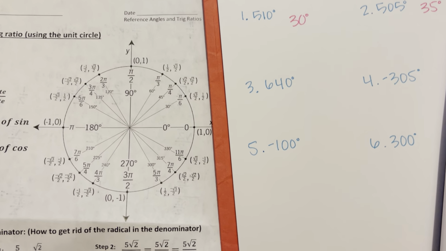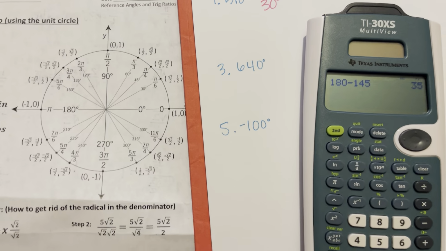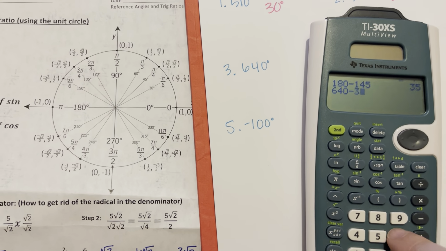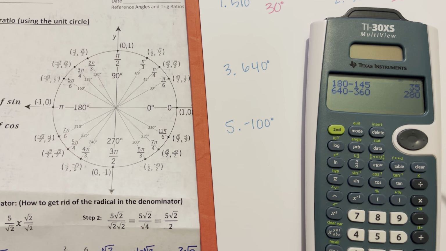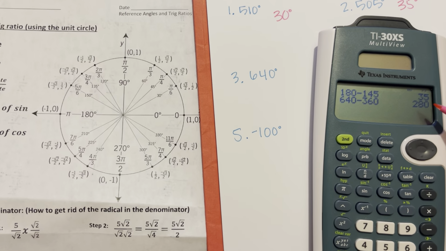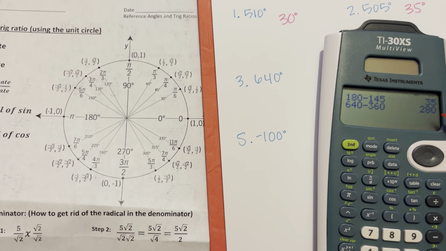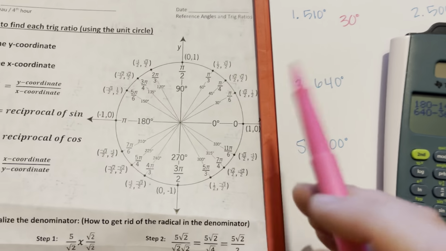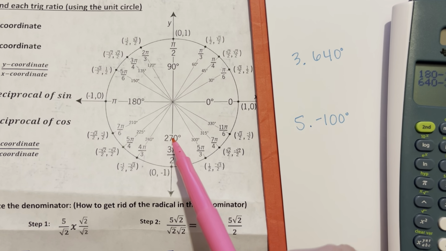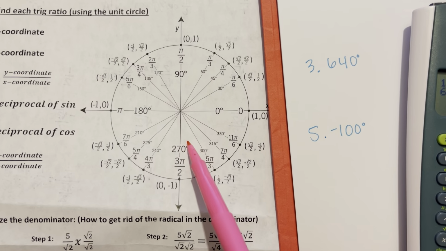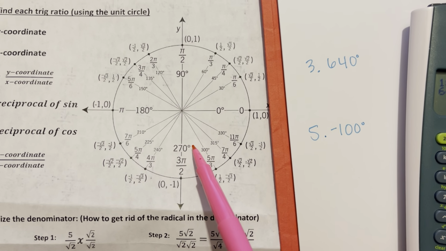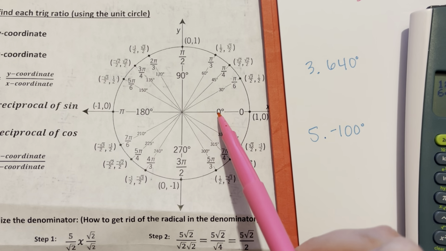Number 3 is 640 degrees, which is larger than 360. So I'm going to do 640 minus 360. Okay, 280. So my coterminal angle for a 640 degree angle would be 280. So I start at 0, go all the way around to 280. Here's 270. 280 would be in here. My closest x-axis would be here.